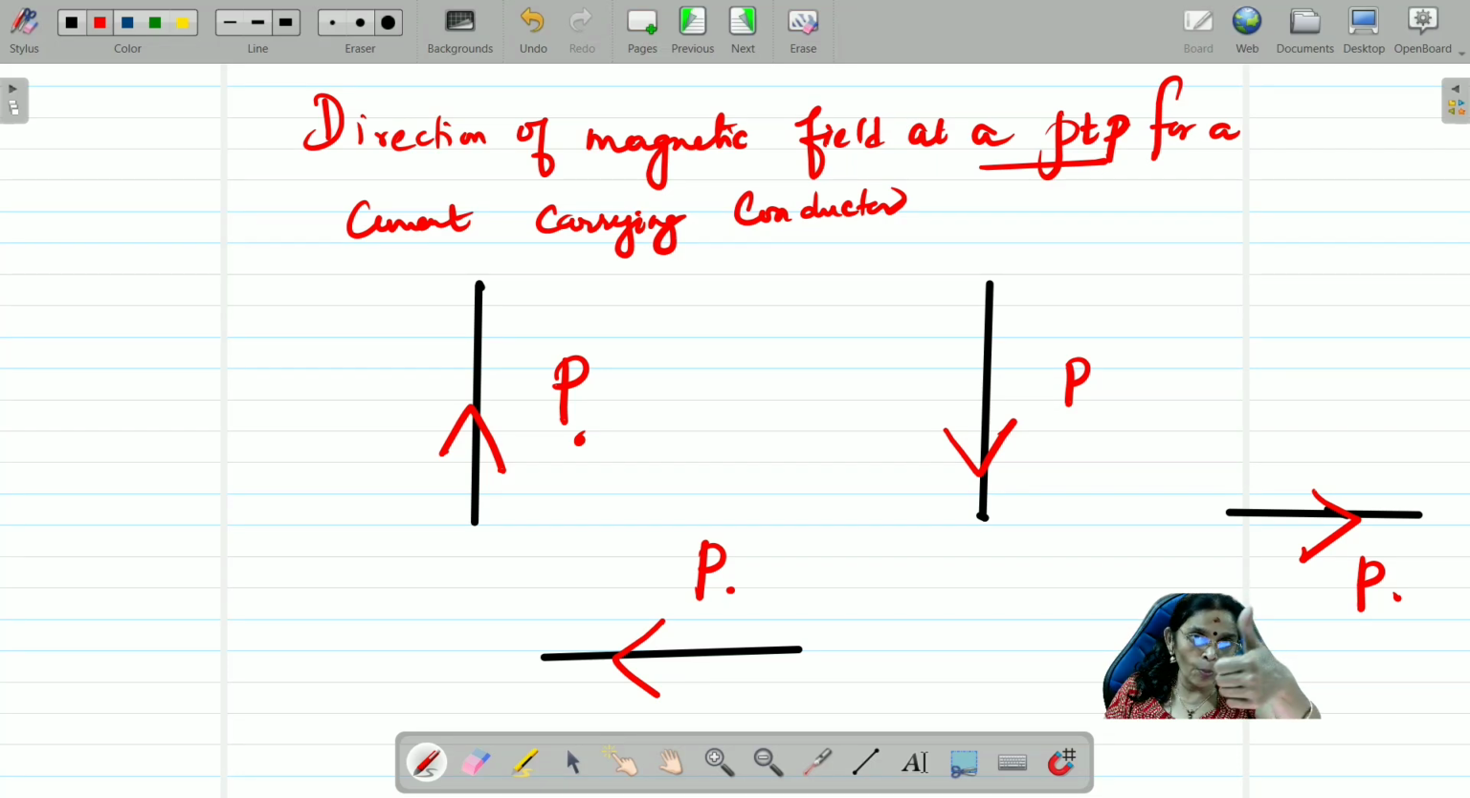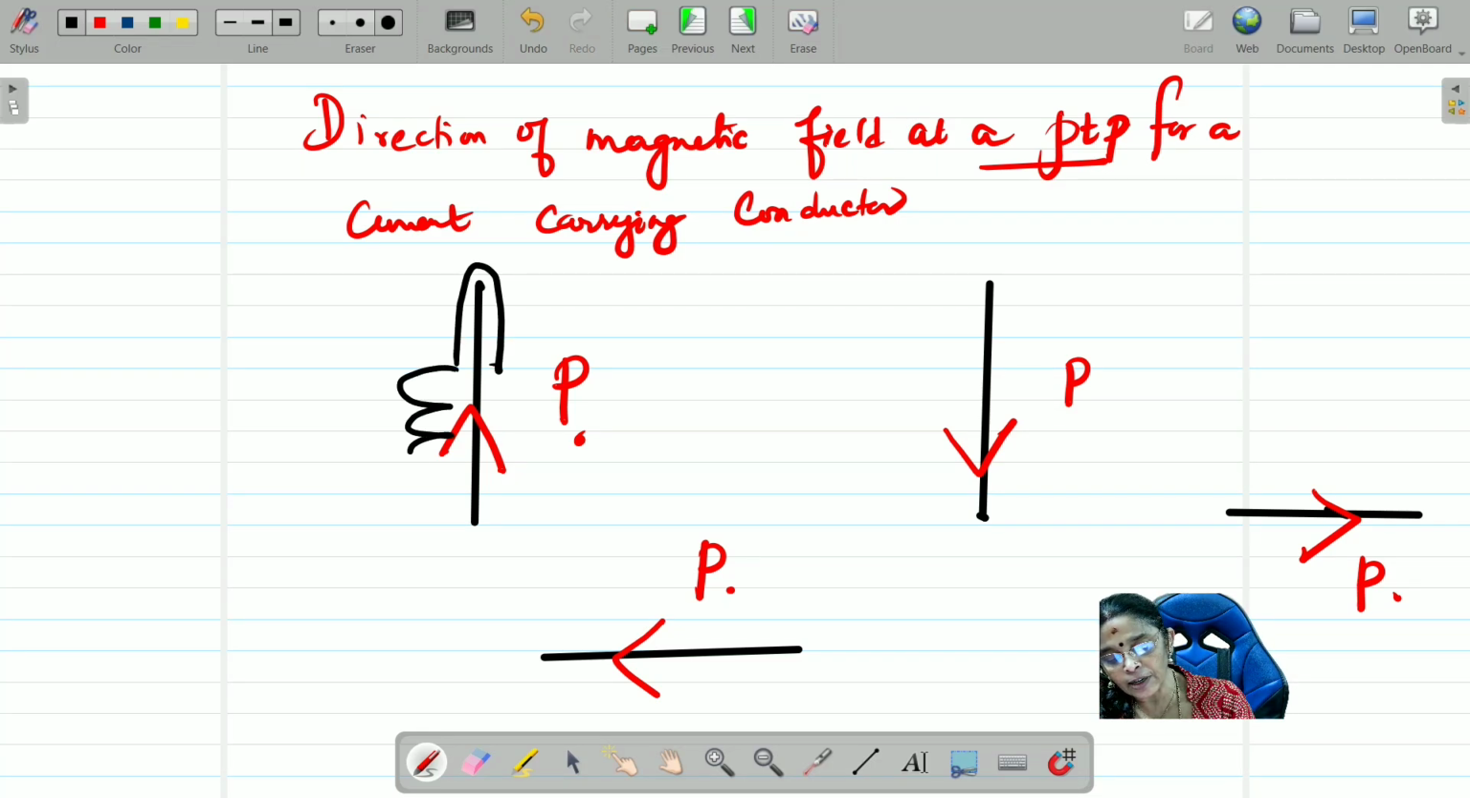Use the right hand thumb rule, children. Very easy, children. So listen carefully. Use only the right hand thumb rule. When you're using the right hand thumb rule, you have to check where the tips of the fingers are. And I've already told you for a linear conductor, the thumb represents current, and the fingers encircling will give you the direction of the magnetic field.